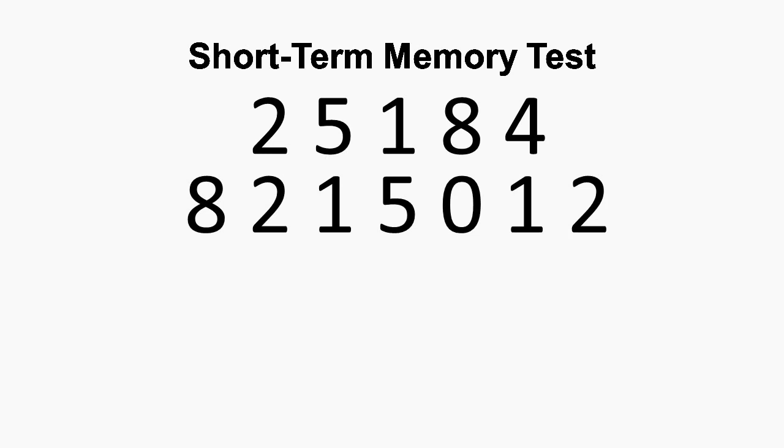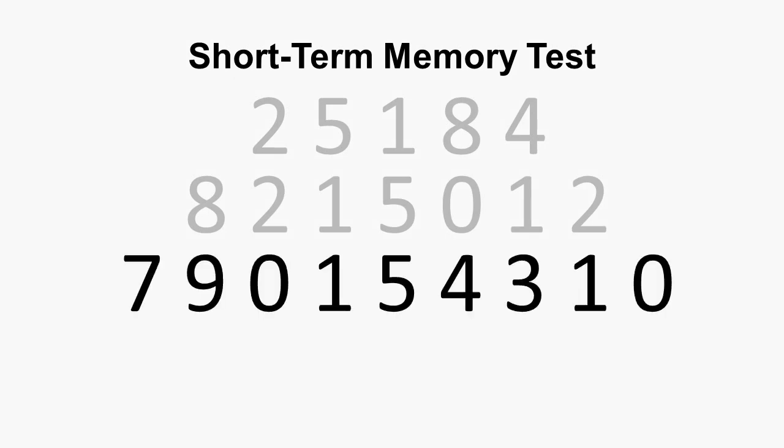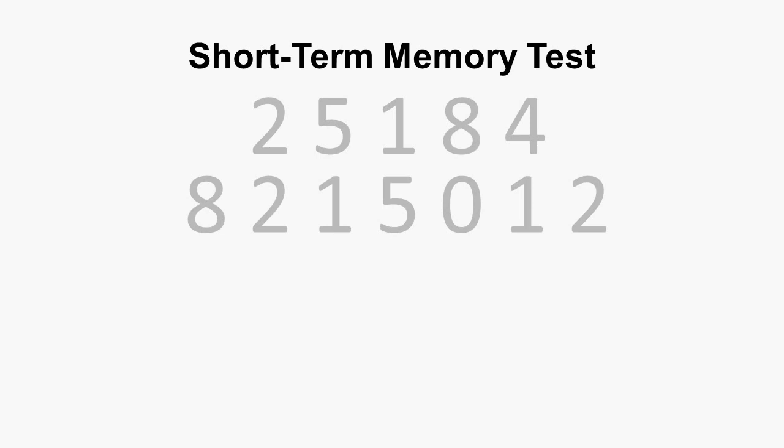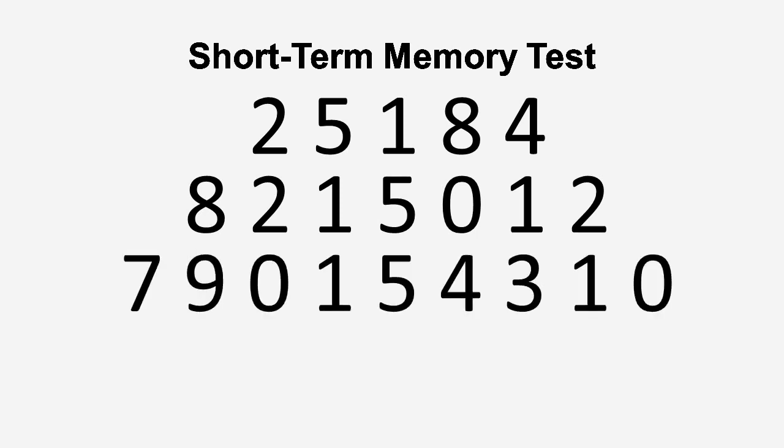Now here is hard difficulty. So this is 9 digits. But remember, I said the magic number is 7 plus or minus 2. So most people should still be able to do this even though it's relatively difficult. So here's 9. Okay, so just count up the number you got correct.